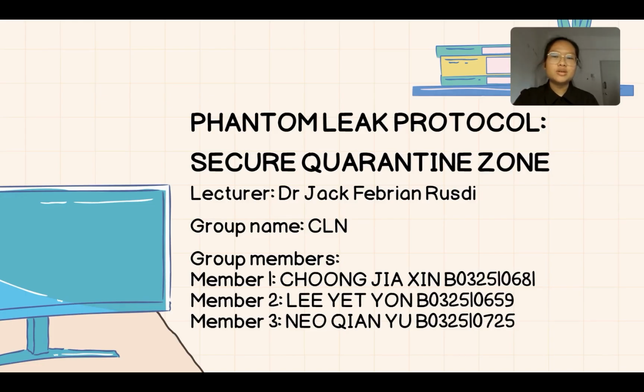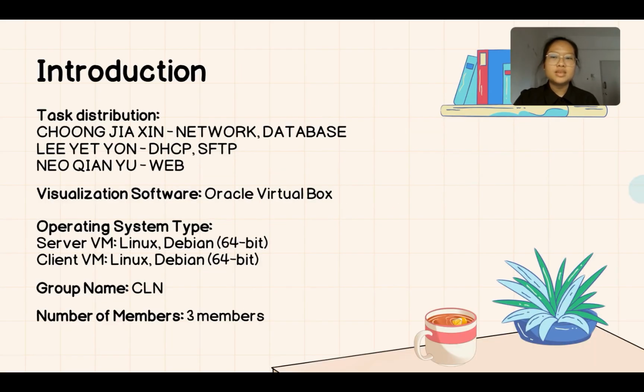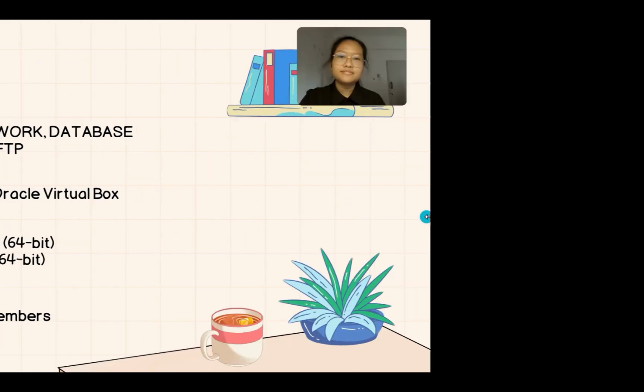Today we are going to talk about the Ventolink Protocol Secure Operating Zone under course BITS1213 operating system. Briefly, in this project, we do some configuration of services within an isolated internet network, and this is our task distribution. We use Oracle VirtualBox as our virtualization software. In the operating system type, we use two: the server virtual machine and the client virtual machine.